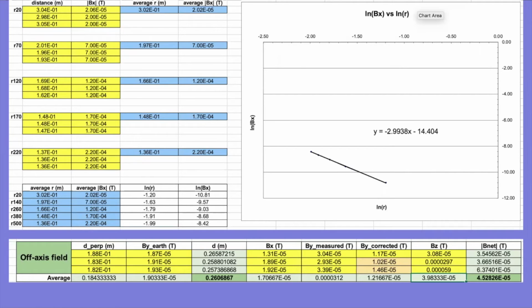And we ended up getting that our B net would be 4.52, about 4.53 times 10 to the negative fifth. As you look on the graph, you can see that our slope is roughly -3. In our case, it's -2.99, and our y-intercept is at -14.404, and this is going to be coming in handy for our distance dependence formula.